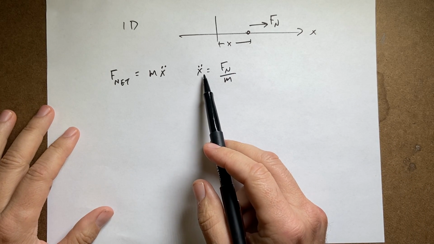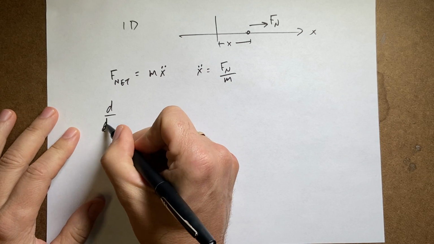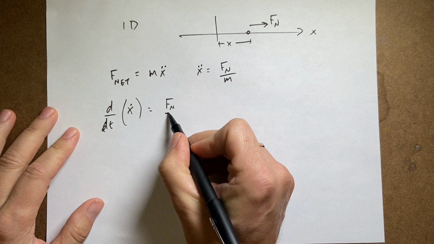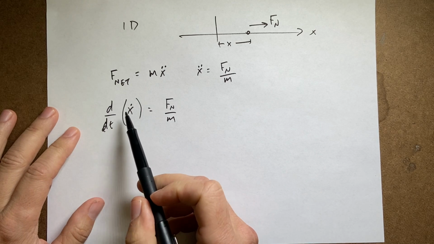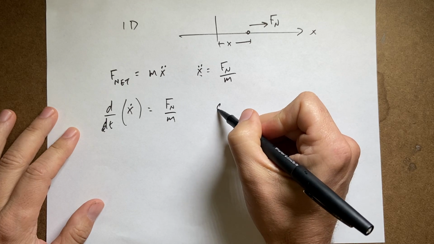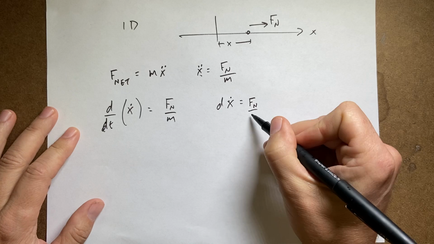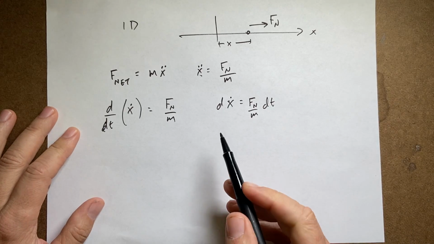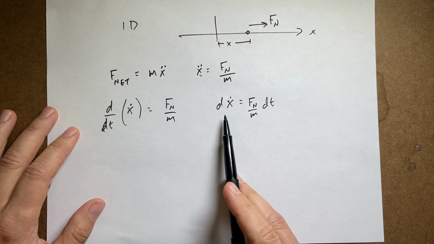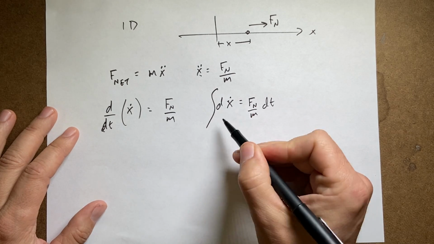Okay. So how do I get an expression for x as a function of time? Well, let me write this as d/dt of x dot equals Fn over m, because d/dt of x dot is x double dot. So now I'm going to multiply both sides by dt, and I get d x dot equals Fn over m dt. Now, this is actually a differential equation, but I have separated the variables, so I only have terms that depend on x dot over here and only terms that depend on time over there. So now I can integrate both sides.